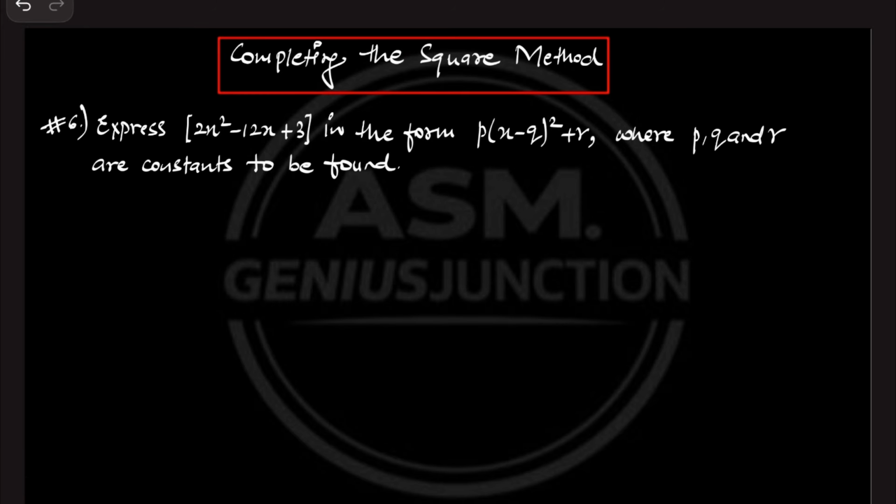So finally we have reached the concept of completing the square method. The first question, that is your question number 6, based on this concept is: express 2x square minus 12x plus 3 in the form of p times (x minus q) whole square plus r, where p, q and r are constants to be found. No problem. Let's quickly move on with the solution.